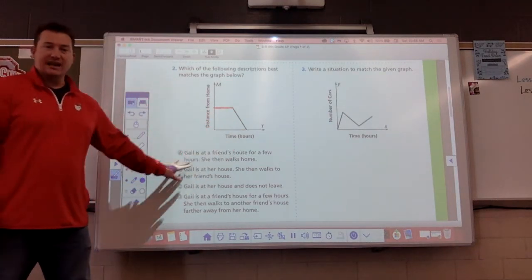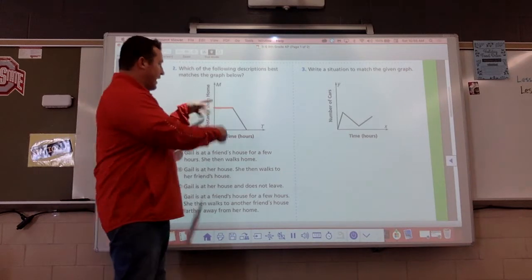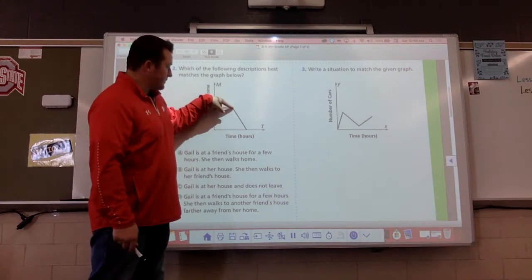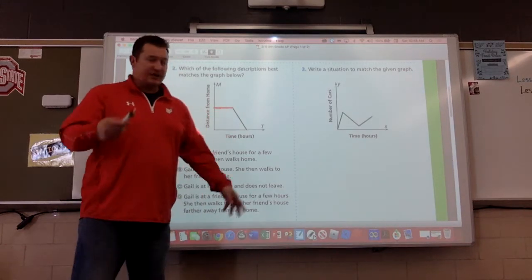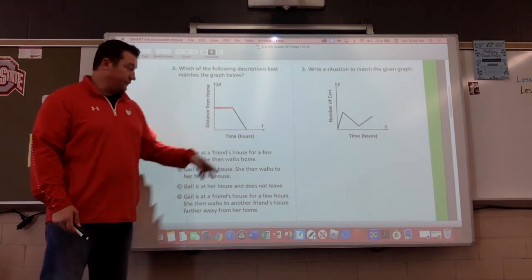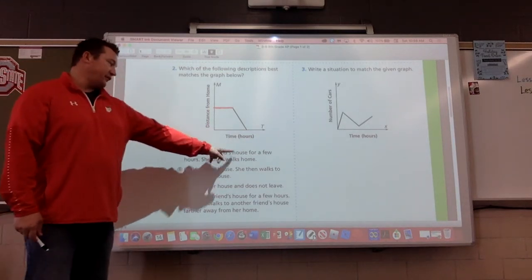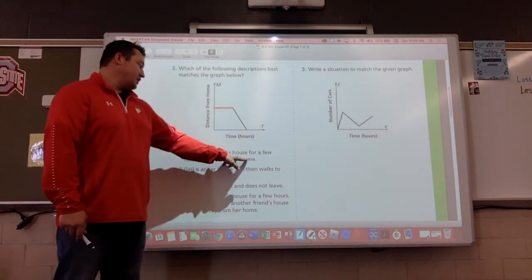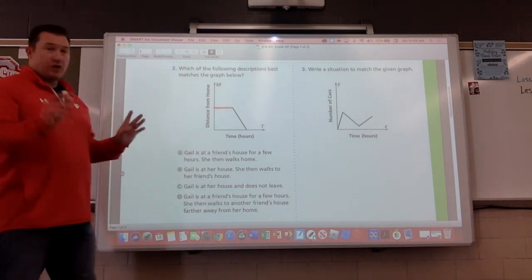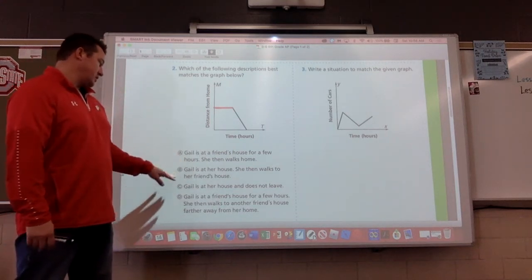So I haven't even looked at any of these answer choices. I'm just reading the graph. Distance stayed the same for a while, and then it decreased. And do we end up at home? We do. Okay. Gail is at a friend's house for a few hours. She then walks home. Okay, that sounds like it could be it.